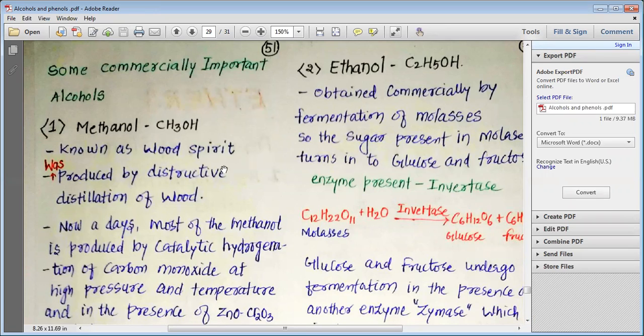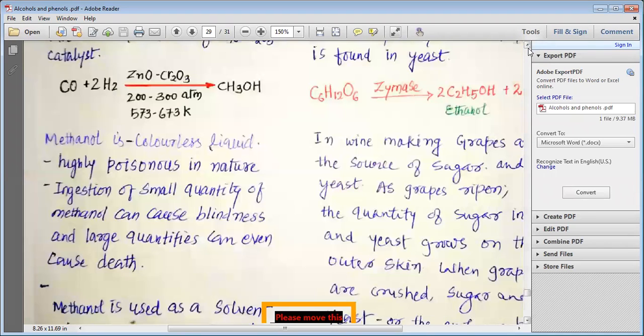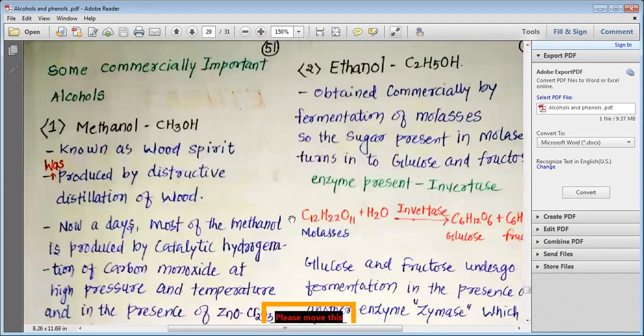Yesterday we studied methanol. Methanol is known as the wood spirit. Methanol was prepared by the destructive distillation of wood, but remember it was prepared in this method.